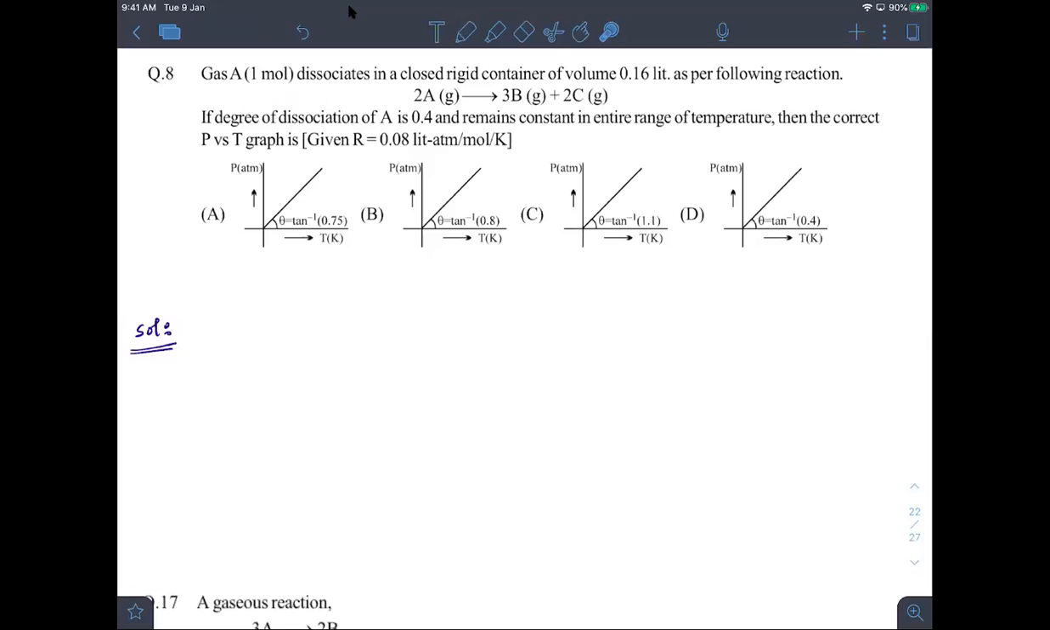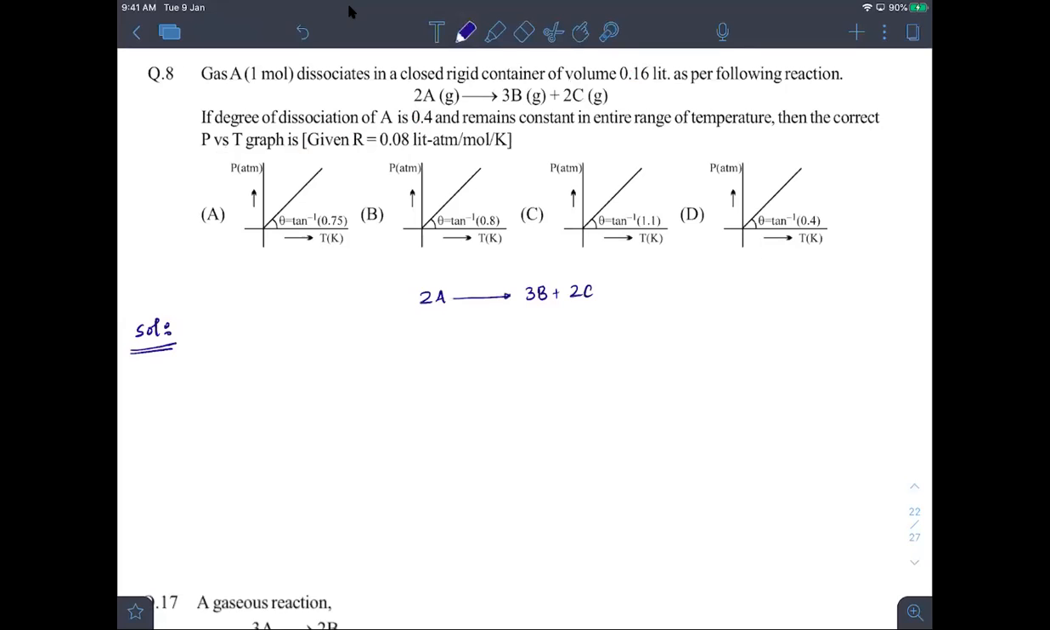A gas dissociates in a closed rigid container of volume 0.16 liters as per the reaction. If the degree of dissociation of A is 0.4 and remains constant in the entire range of temperature, then what is the correct P versus T graph? See, basically what he's saying is, 2A is giving 3B plus 2C.